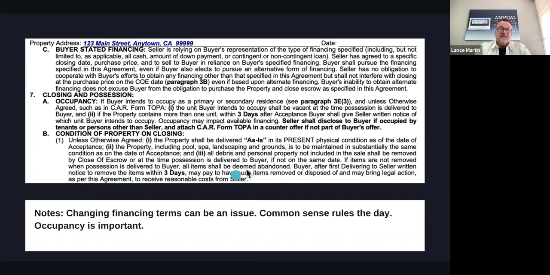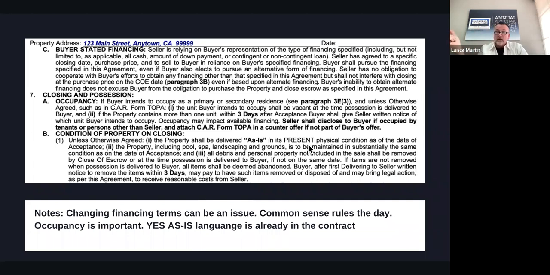And reality is it's not necessary. It's right here. Paragraph 7B, it says the same thing. Now, if you're like, well, Lance, I want to put it in for emphasis, I understand. And I do that sometimes. So there is nothing wrong with restating in a counter offer, buyer counter offer, seller counter offer, restating things that are already in the contract.